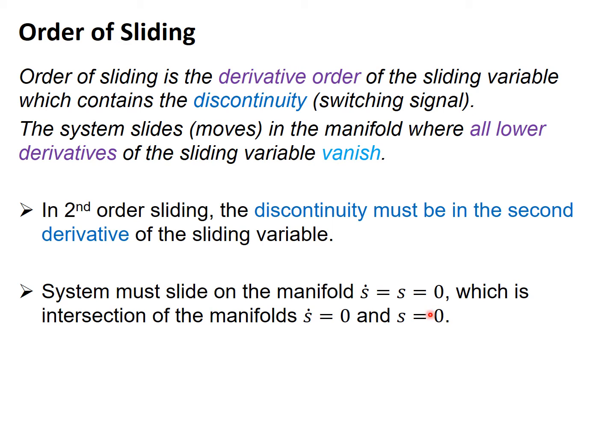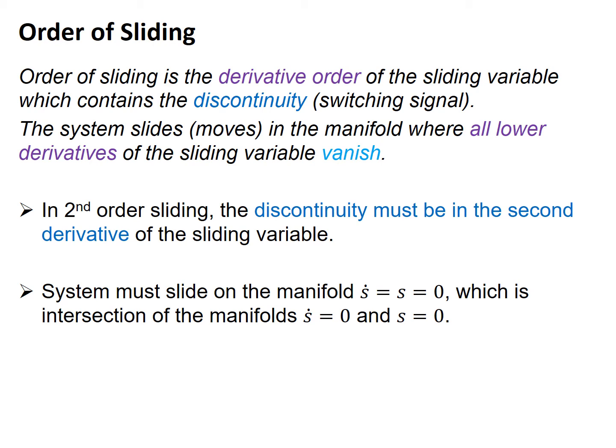So, this discontinuity should be in the second derivative of the sliding variable, and it should make the system come to this manifold, which is the intersection of these two manifolds S dot equals 0 and S equals 0, and is written in this manner: S dot equals S equals 0. So, first order sliding and second order sliding have been defined.